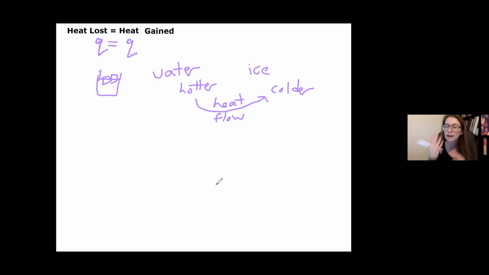So whether it's water and ice, or you'll see a lot of our example problems end up using a piece of metal and water, two objects at different temperatures, the heat is going to flow from the hotter object to the colder object. And so that's what we mean by heat loss, heat gained. Let me show you an example problem.